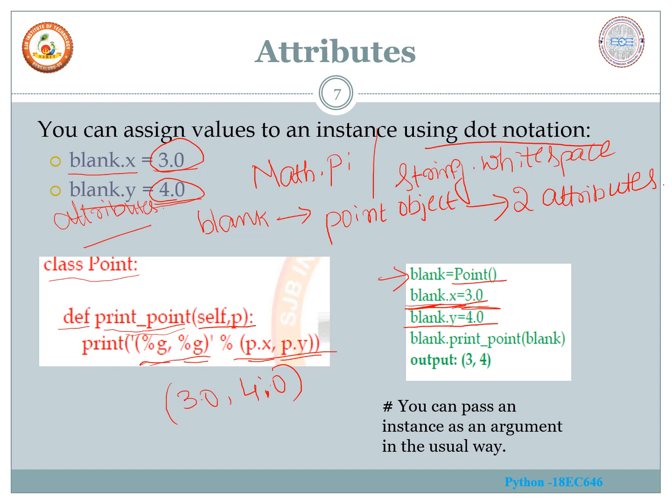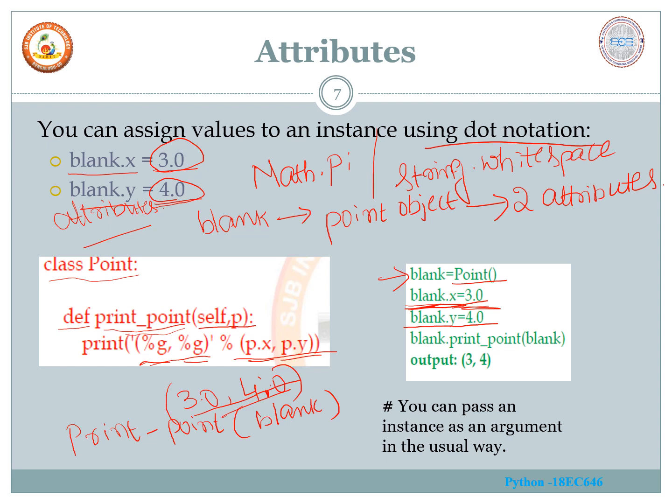Okay, so when you try to print, say for example, if I give print_point of blank, then you can see this result, right? 3.0, 4.0, that is 3.0 and 4.0. Okay, so depending on the value or the function, you can make use of these things.